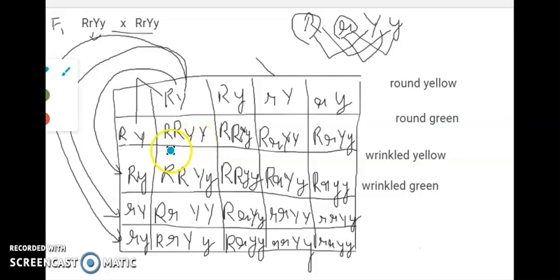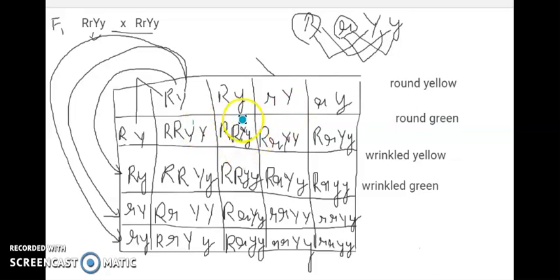And if the recessive trait called wrinkled and green has to occur, then both the alleles should be same. Both the alleles should be of the small letter, right? So let us find it out. So here the first genotype which we see is capital R, capital Y, right? So this is 1, round and yellow, and now the second one capital R, capital Y, small y.